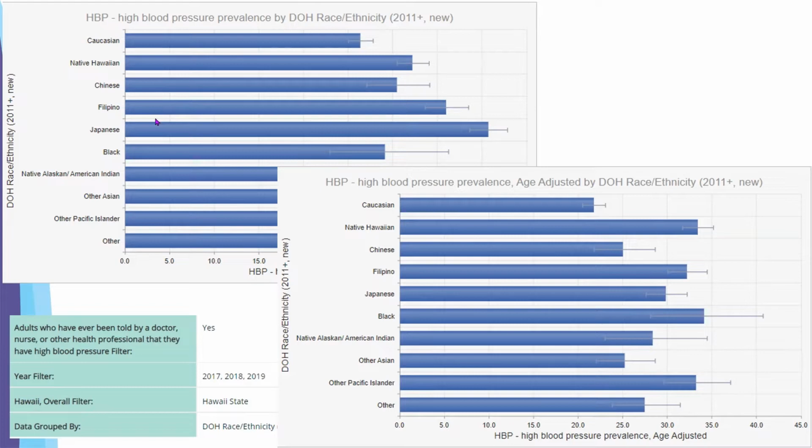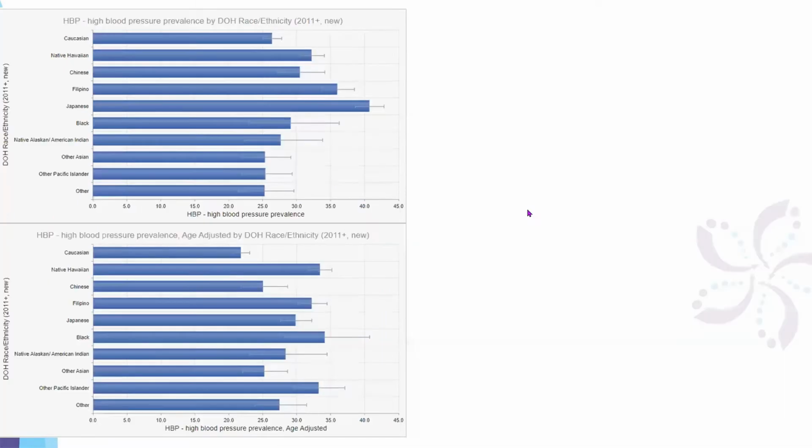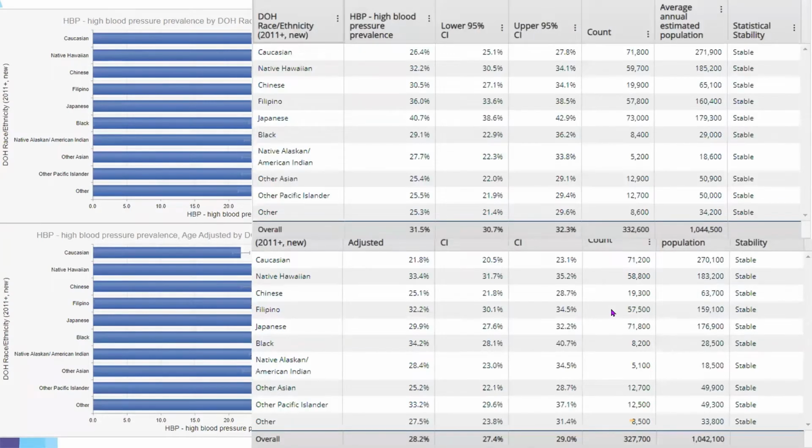However, I would say that if you were saying just among the people who identify as Japanese in Hawaii, this is absolutely true, that 40% of those people have been diagnosed as having high blood pressure. Just the underlying risk factor of age is not accounted for in this analysis, where it is here. So if we go and look at this a little bit further, these are side by side. I kind of felt it was a little easier to see them this way. And then you can look at the data tables that go along with that.